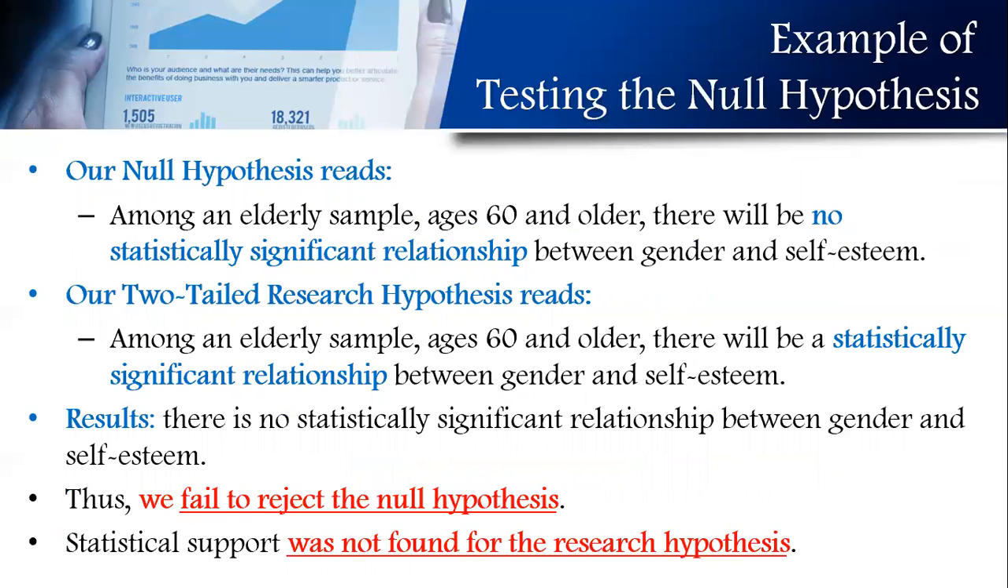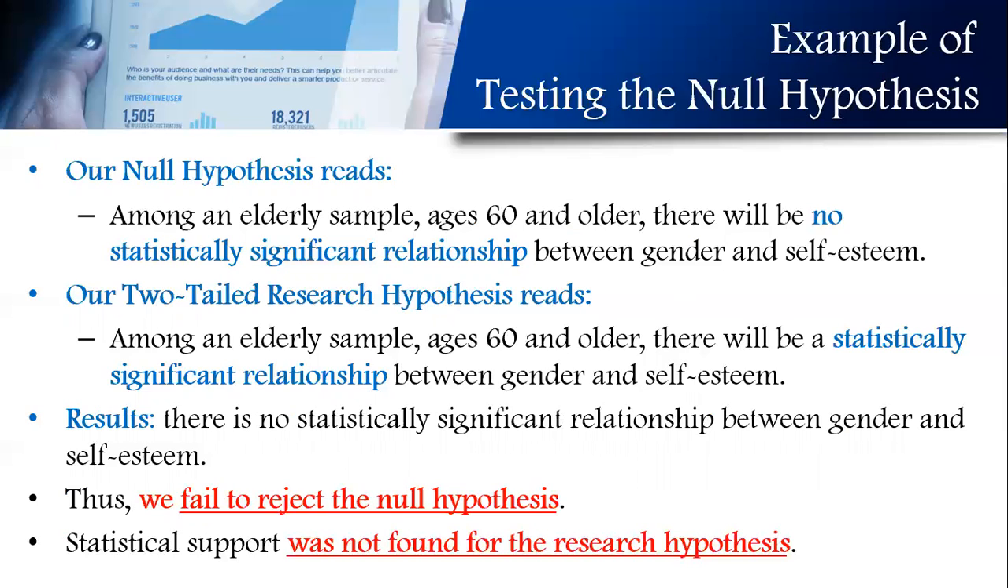Here's an example of how we go about testing the null hypothesis. Again, let's say that hypothetically, our null hypothesis is that among an elderly sample, ages 60 and older, there will be no statistically significant relationship between gender and self-esteem. And hypothetically, our two-tailed research hypothesis is that among an elderly sample, ages 60 and older, there will be a statistically significant relationship between gender and self-esteem.